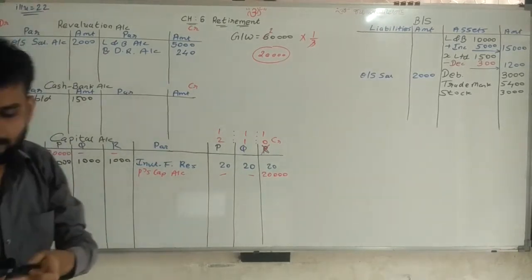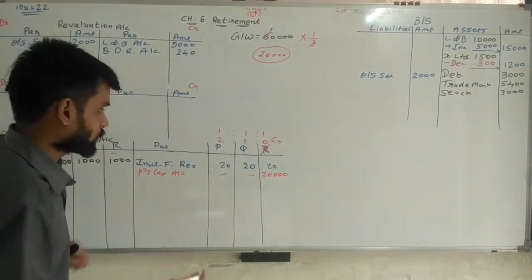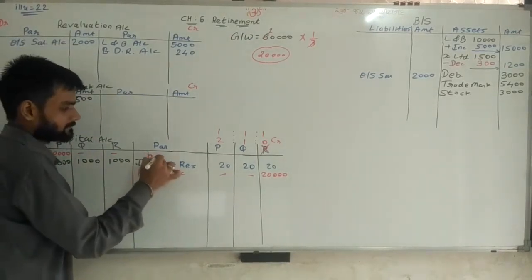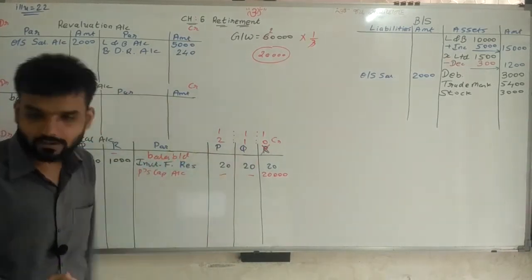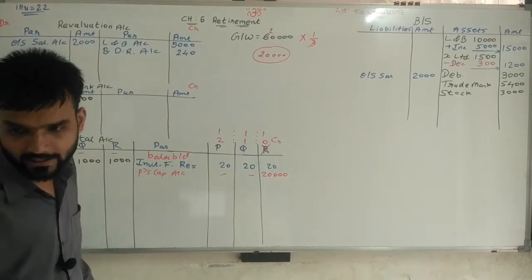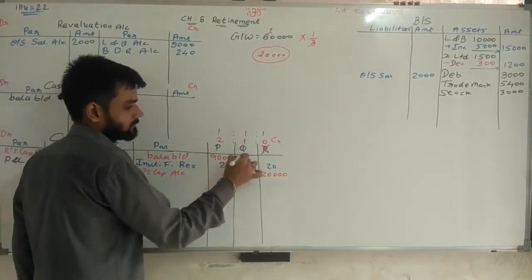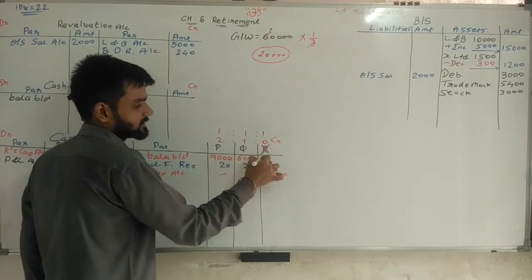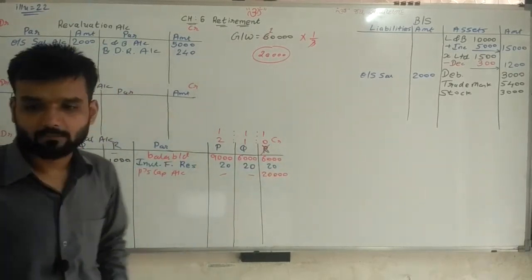Now the liability side. On the liability side, capital is given for P, Q and R. Capital means liability, and liability means credit side, so writing on the credit side. 9,000, 6,000. 6,000 is my capital.